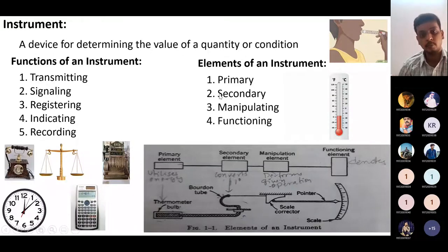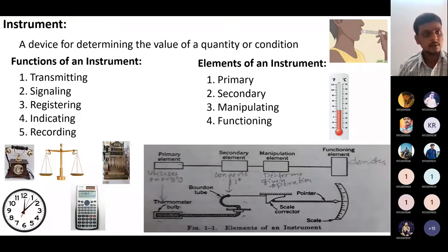These are very, very important long answer questions. What are the various functions of an instrument, and what are the various elements of an instrument, is a very, very important question here. If you have any doubts, you can ask me, or else I will move to the next topic. No, sir, we can move on to the next topic.